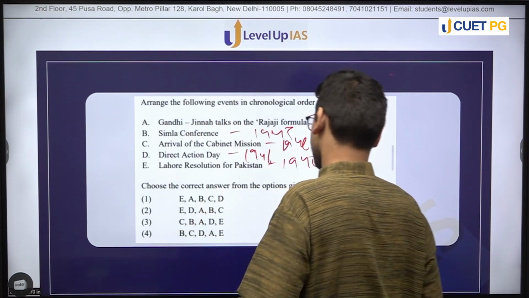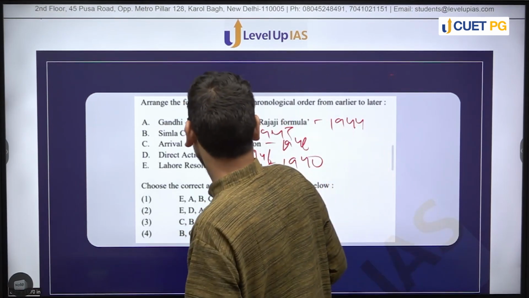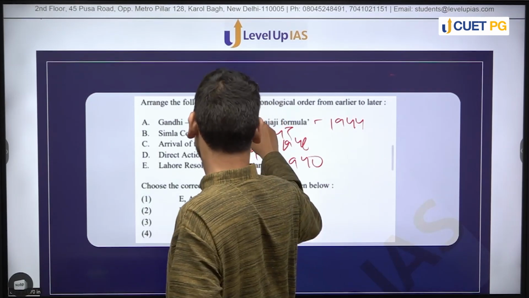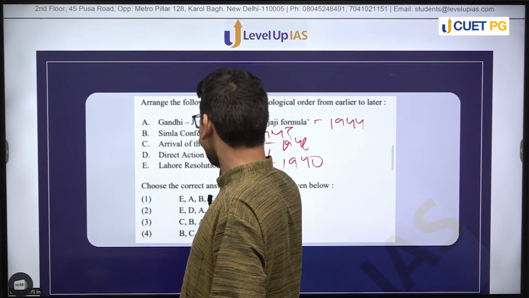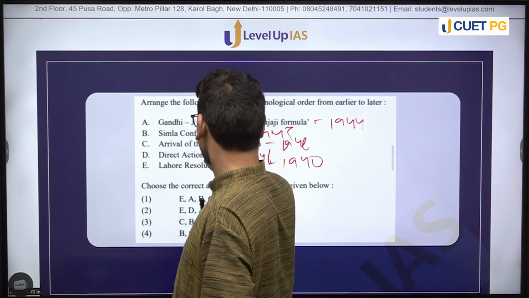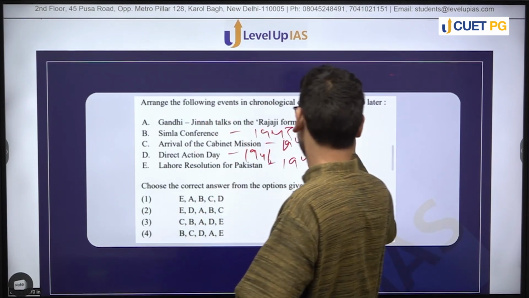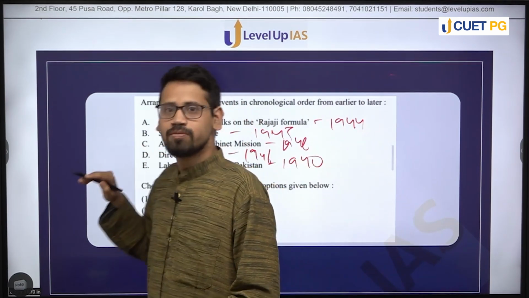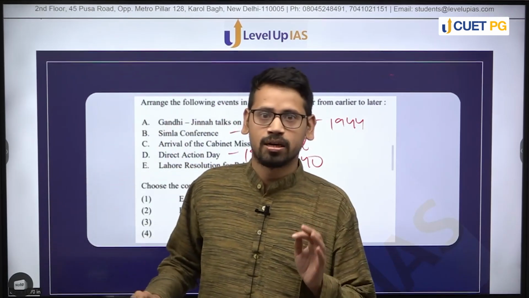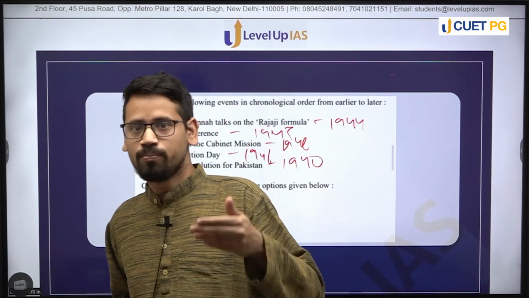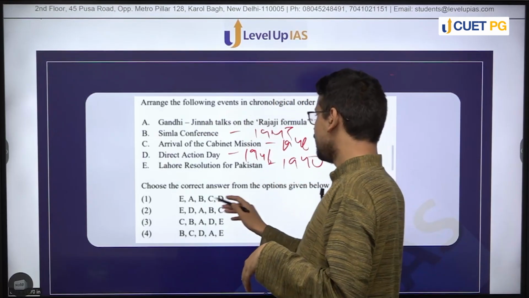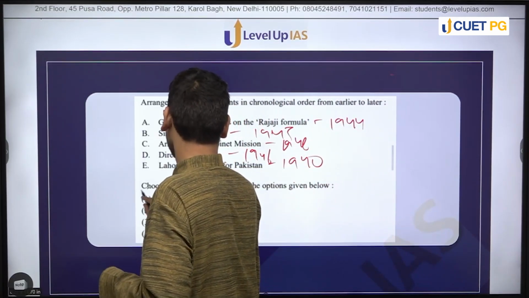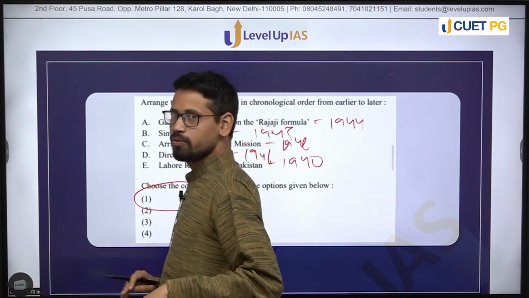So eventually, our first thing is E, then A, B, C, D. 1940, 44, 45, 46, 46. These are the five major notions, five chronologies on the basis of which we can divide the region. So E, A, B, C, D. This is basically our answer.